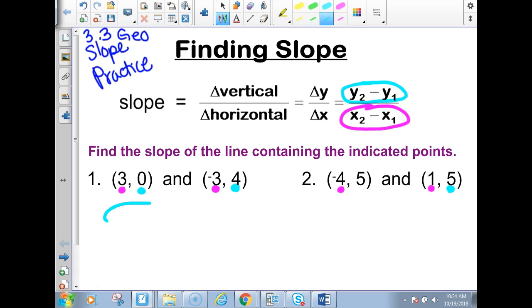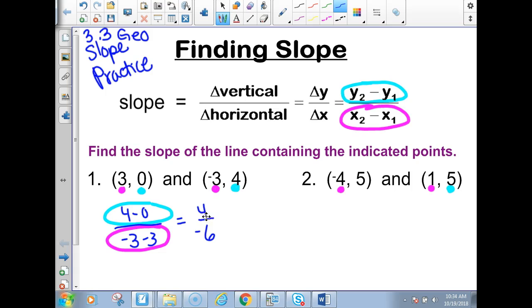All right, so when we do this, do the y's on top, x's on the bottom. 4 minus 0 would be on top for this one. Negative 3 minus 3 on the bottom. 4 minus 0 is 4. Negative 3 minus 3 is negative 6. And then we need to reduce. I know some of you were already working on this. You may have some of it done, but we're working on finishing it today. Negative 2/3 would be the slope for this one.